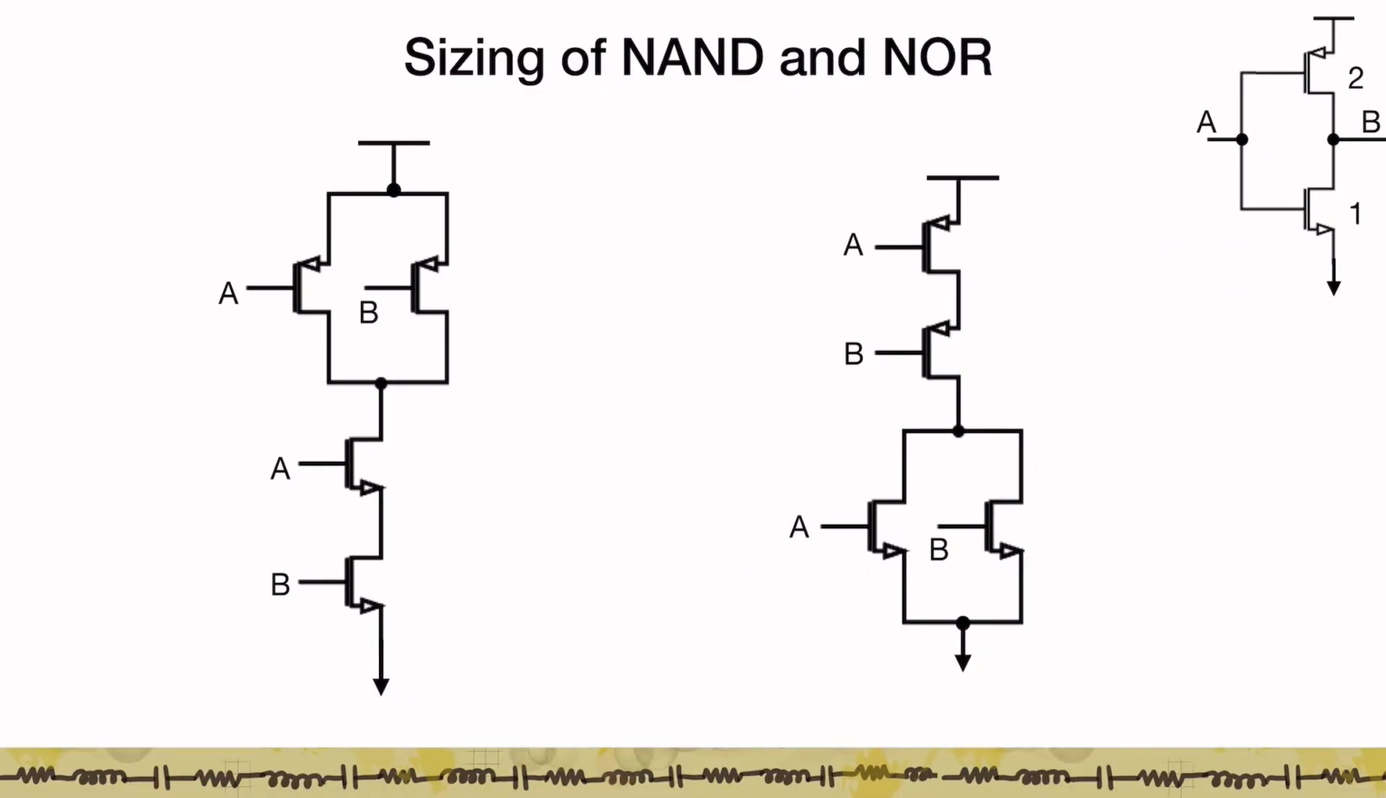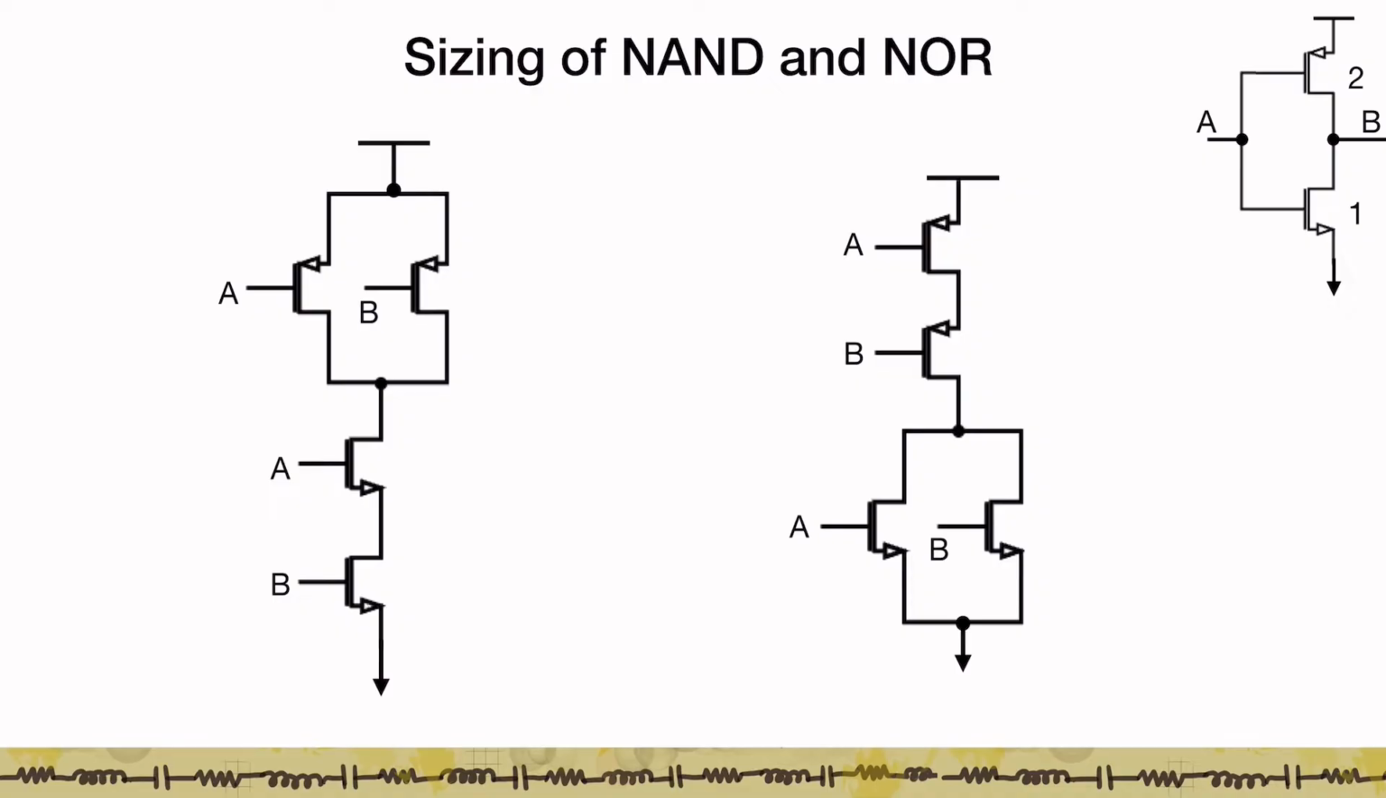Now let's extend this concept and look at sizing in the NAND 2 and the NOR 2 gates. The NAND 2 gate consists of 2 NMOS transistors in series and 2 PMOS transistors in parallel.